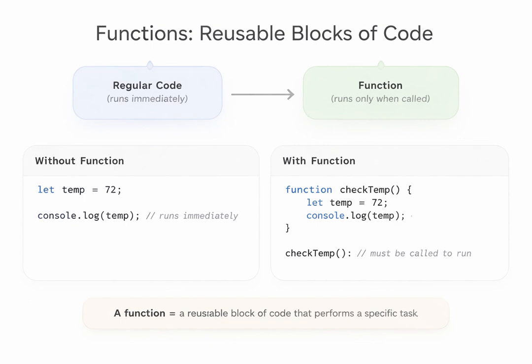Now, without a function, your code runs immediately, line by line, as soon as the program starts. But once you wrap that same code inside a function, it just sits there, ready and waiting until you call it. That's the fundamental shift, from code that runs automatically to code that runs on demand.